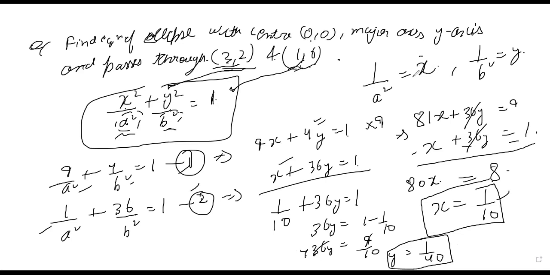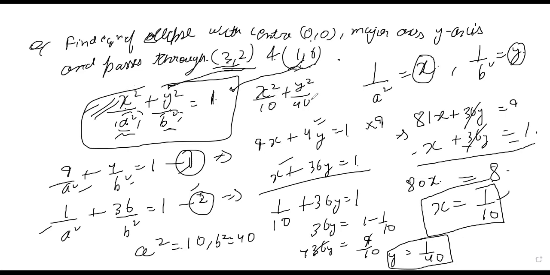So x was 1 upon a square and 1 upon b square was y. So what will be a square here? If 1 upon a square is x, then a square is 10. And b square will be what? 40. So now we can put a square and b square in our general equation. So the final equation of the ellipse will be x square upon 10 plus y square upon 40 equals 1. Understood? Any doubt? No, it's good.